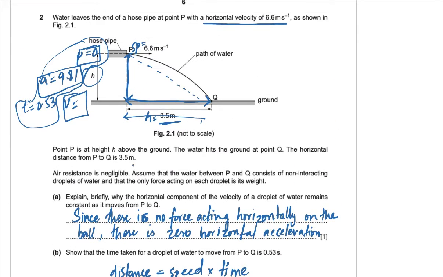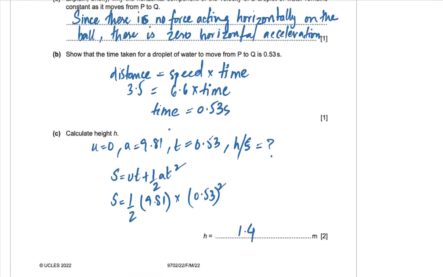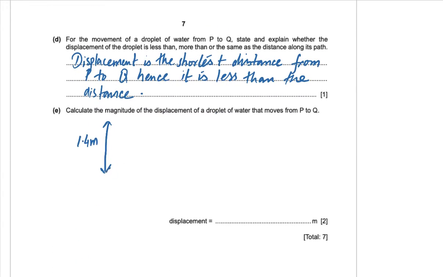And from this part of the question, they mentioned that the horizontal distance that the water droplets cover from point P to Q is 3.5 meters. So I'm going to write that over here. This is 3.5 meters. Now they're asking you to find the magnitude of the displacement, which is the shortest distance between point P and point Q. This is what they're asking you to calculate.